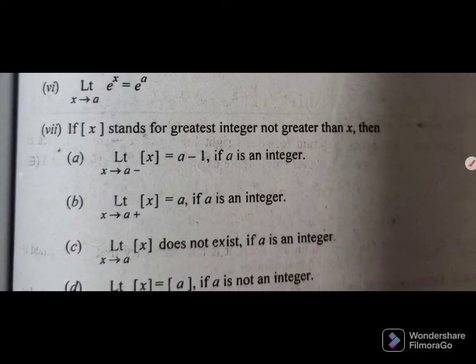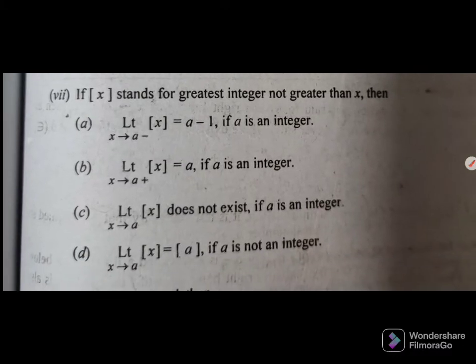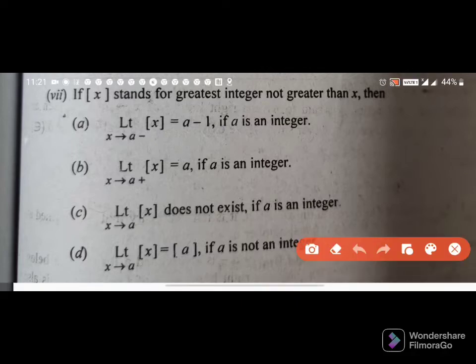Next, if this is the greatest integer function, not greater than x, then limit x tends to a negative, that is the left limit, is equal to a minus 1, and the right limit, a positive, is equal to a. Because the left and right limits are not equal, because the left limit is a minus 1 and the right limit is a, these two are not equal, so the limit of the greatest integer function does not exist.